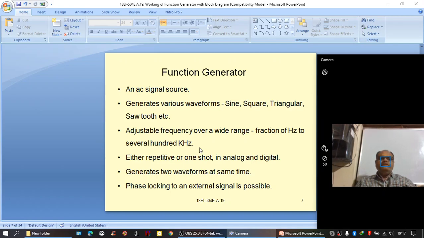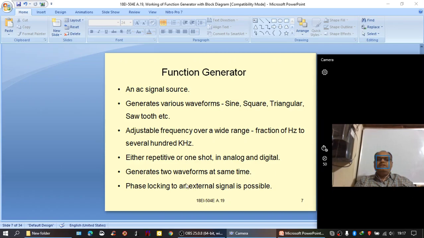That means sine wave signal or square wave signal or triangular wave signal or sawtooth wave signal, whatever may be the shape of the signal, the range also can be varied for each signal, starting from DC to several hundreds of kilohertz. And the signal can be either repetitive or one shot in analog and digital forms.